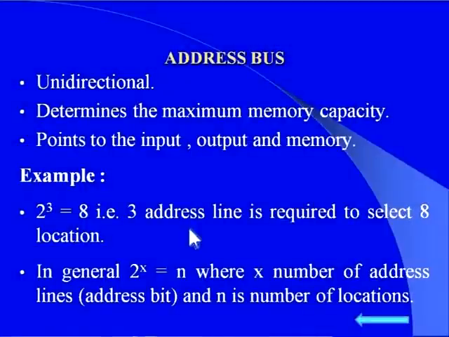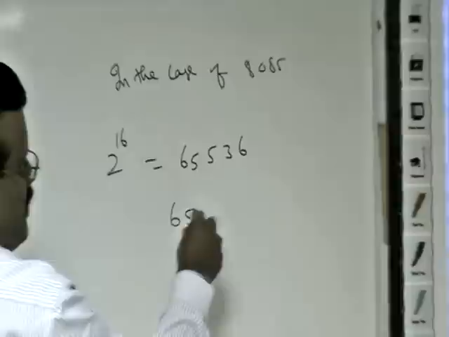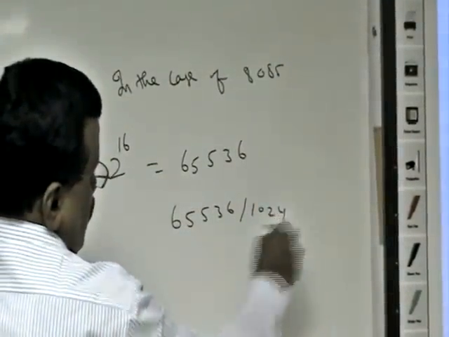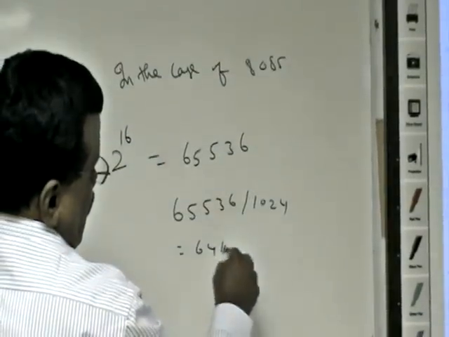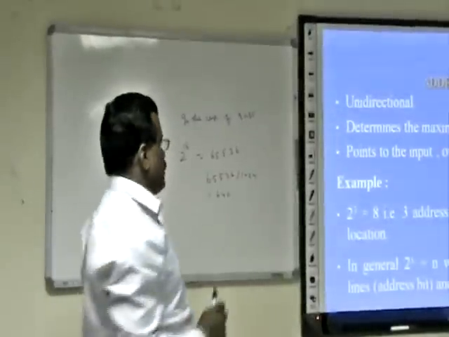If you take a typical processor like the 8085, the number of address lines available is 16. So the maximum addressable locations that can be interfaced with the 8085 microprocessor is 2 to the power of 16, which is equal to 65,536. If you divide 65,536 by 1024, you will get 64K. That is, 64K is the maximum addressable memory with respect to the 8085.